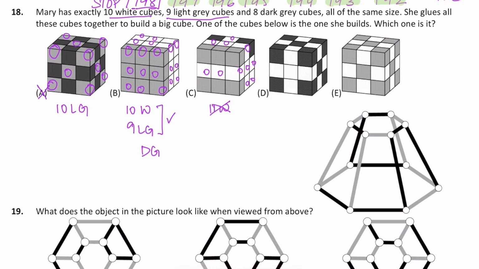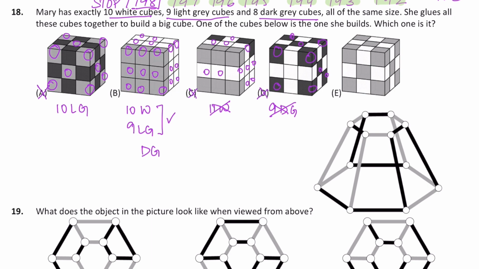Seems like there is more dark gray here, so let's count that. 1, 2, 3, 4, 5, 6, 7, 8, 9 dark gray cubes, but we only have 8, so can't work, right? C and D are wrong.